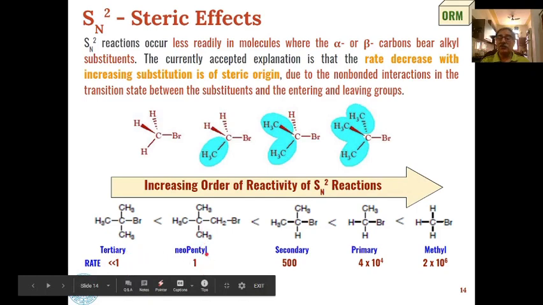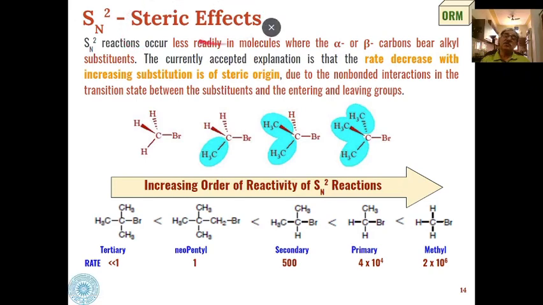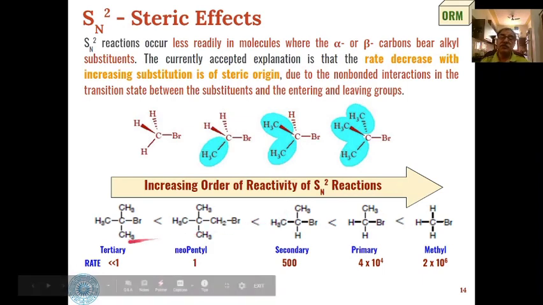And if one of the methyl groups is replaced by a smaller group, hydrogen, in the case of secondary alkyl halides, the rate of reaction increases because steric hindrance is less. And here in the case of primary, steric hindrance is even less, so the rate of reaction increases. In the case of methyl bromide, there is no steric hindrance, and the rate of SN2 type of reaction is very high. So steric effects are very much there in SN2 type of reactions, and the rate of reaction increases as the steric hindrance decreases.